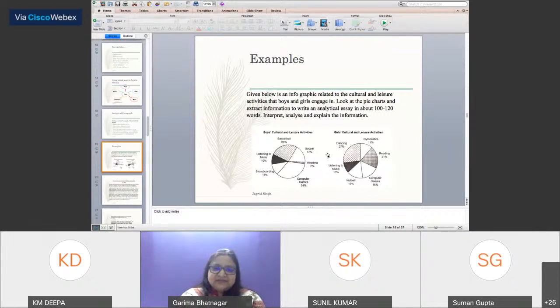How would they analyze it? Would you want to venture? Anybody? Not writing, but at least speak a few sentences about the pie charts given over here. How would you interpret it? Analyzing is a different thing. First, we'll go through interpreting and then analyzing. How do you read these pie charts? Would someone like to venture, please?